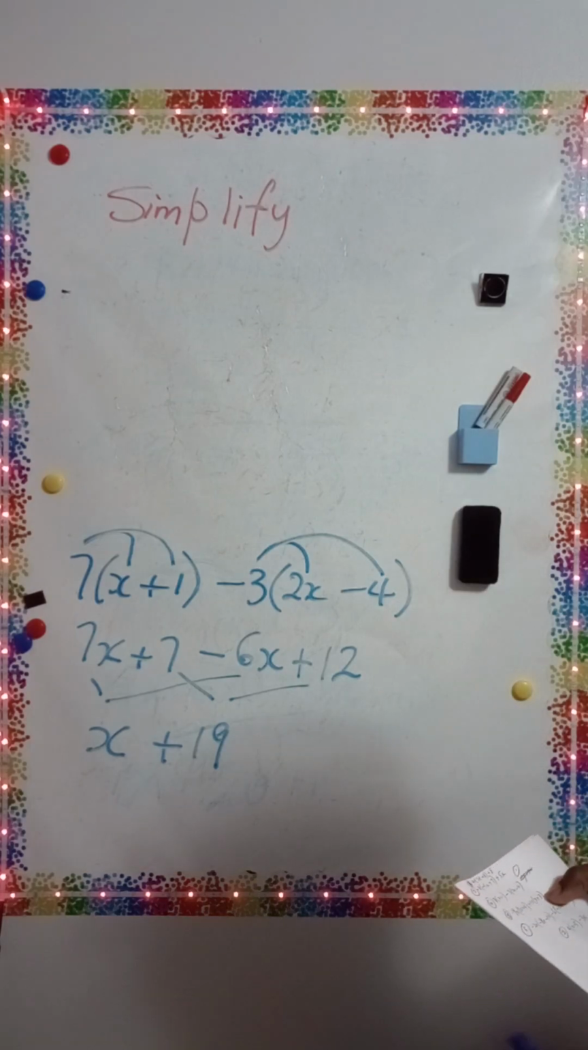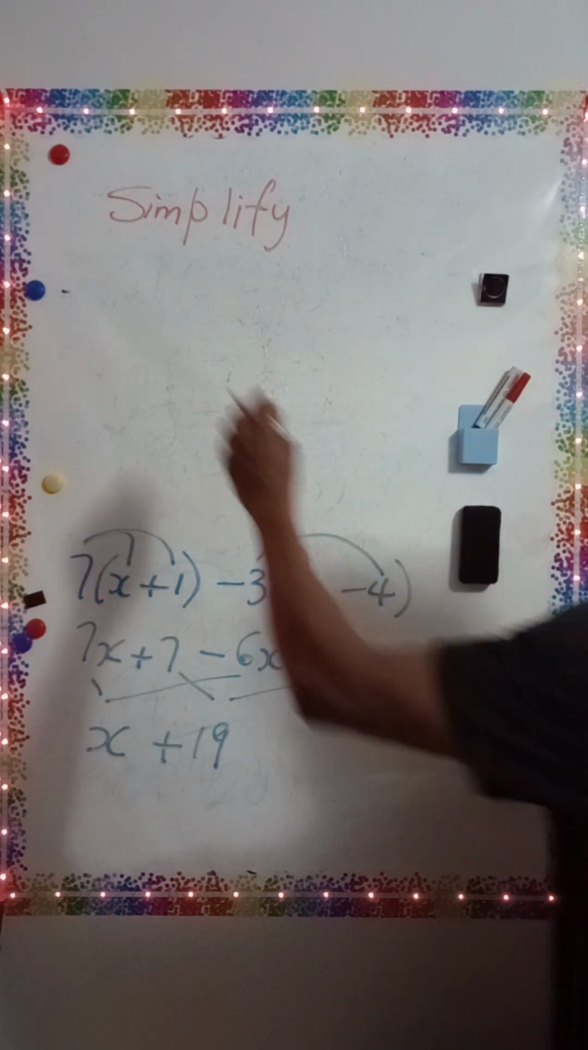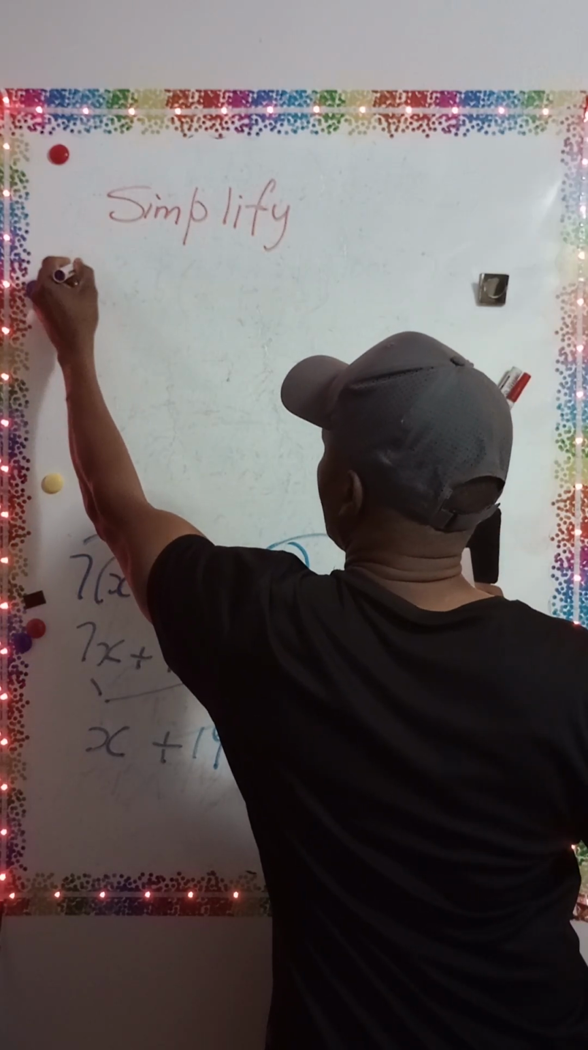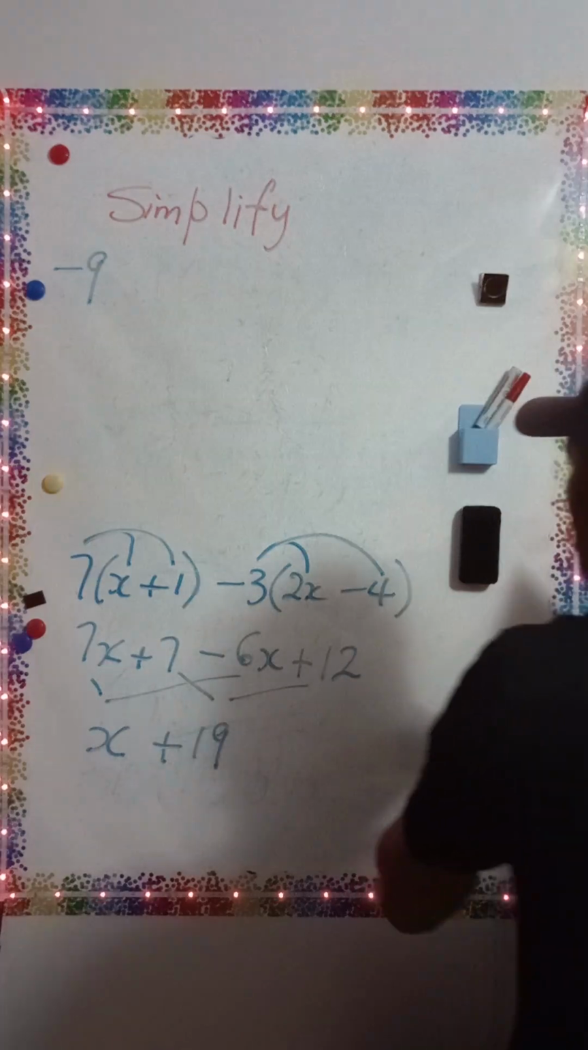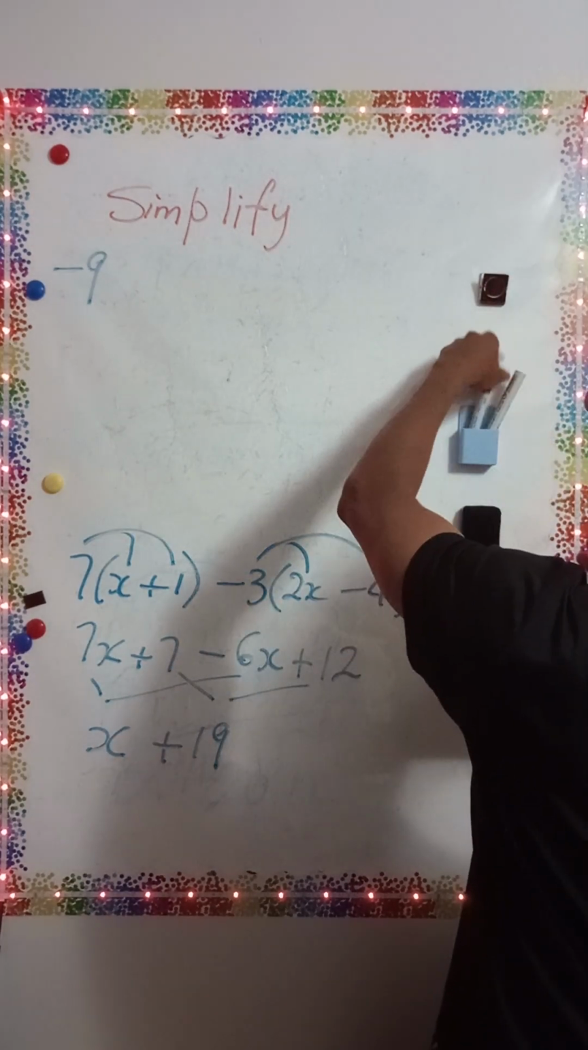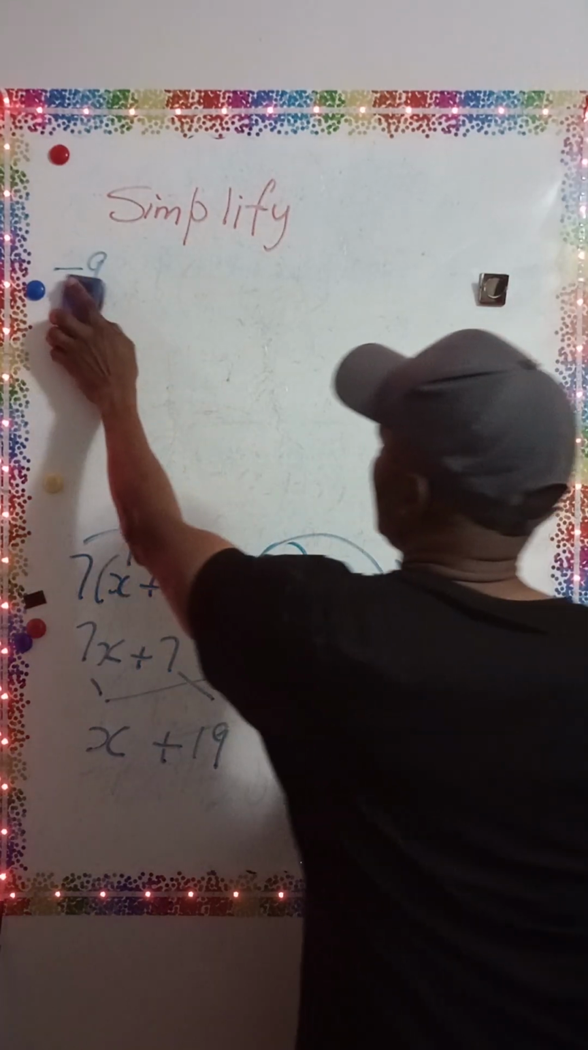Look at this one here now, because it's ready. I'm going to keep on advancing. We have negative 9x. I'll change my marker from time to time. I use a black. Yep.